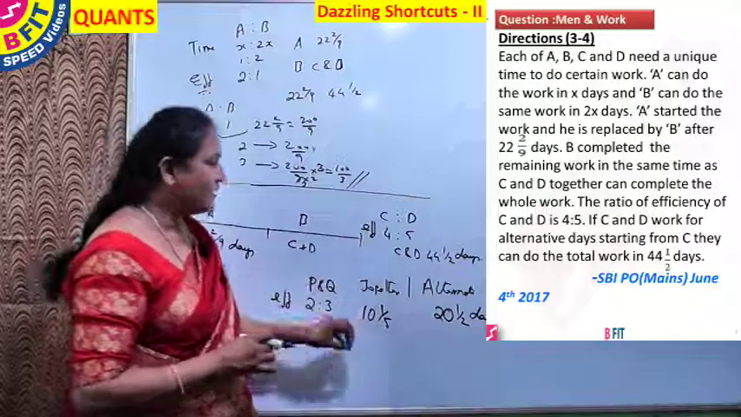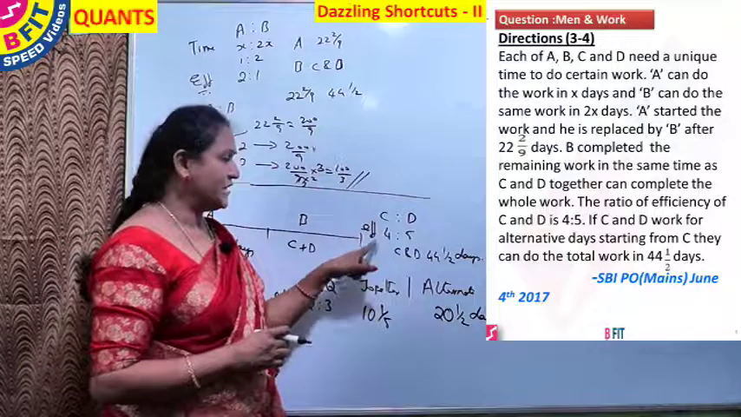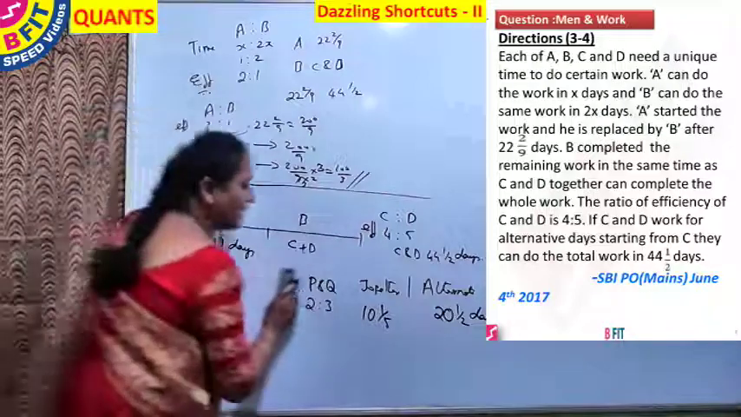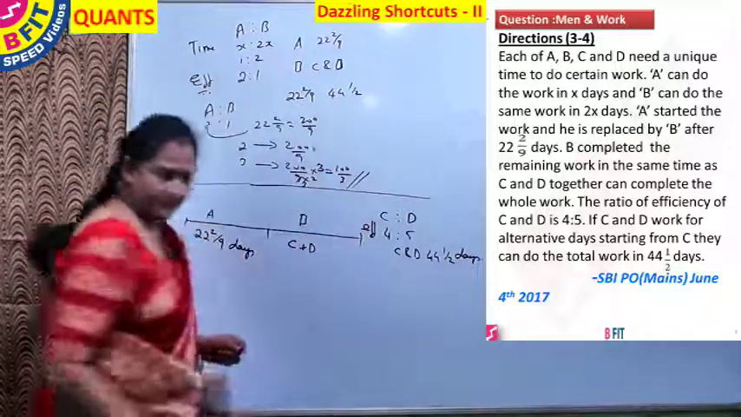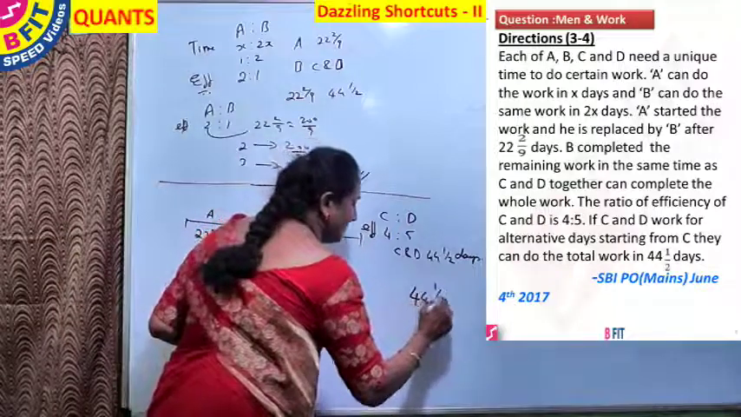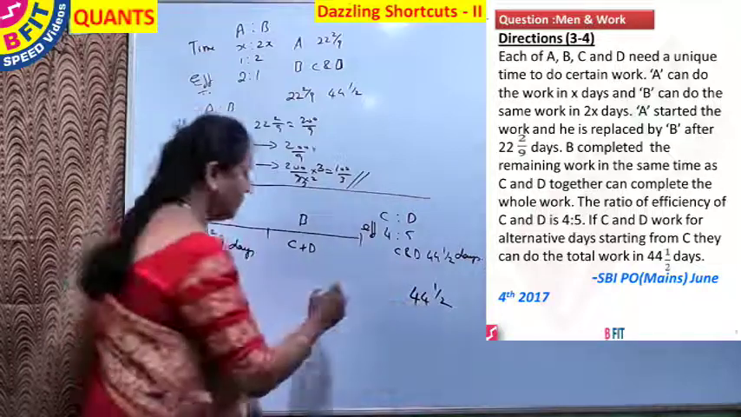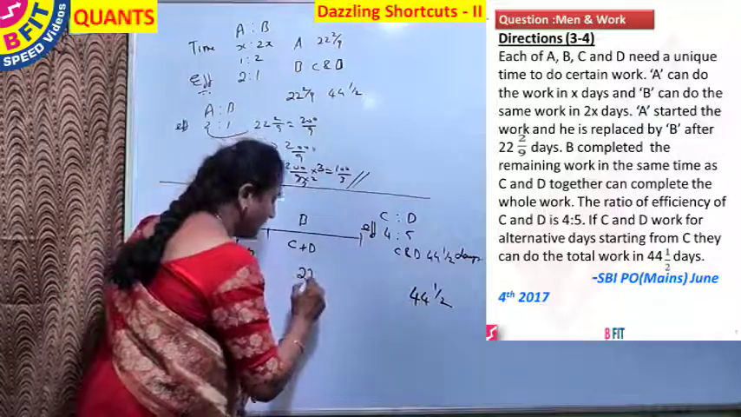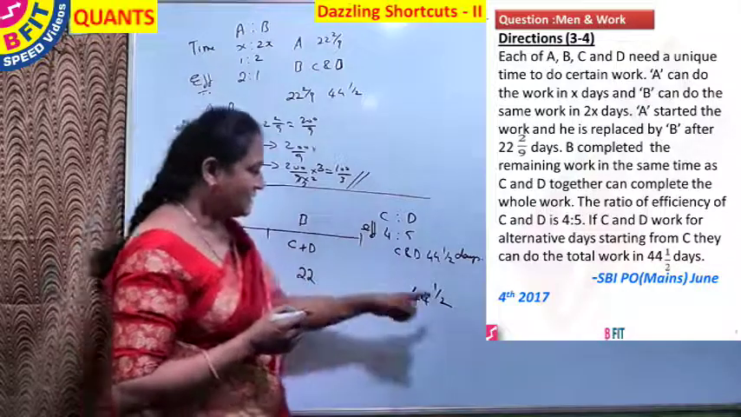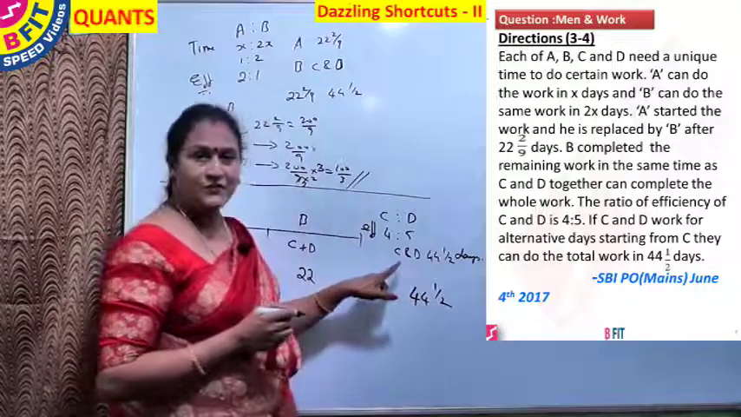So now applying this logic here, you can immediately get together time for C and D with this alternate time. So now coming to our question. So alternate time for C and D, it is 44 and a half. So what will be together time? Take half of 44, 22. So when C, D are working together, they need 22 days, and this half work, so starting from C they have given, so this half work is for C.